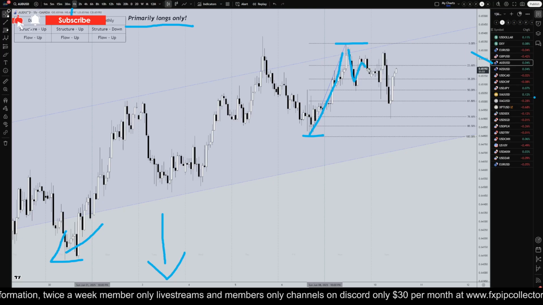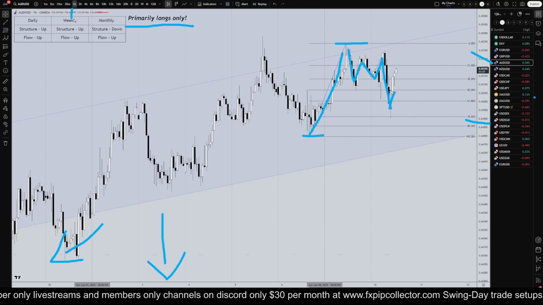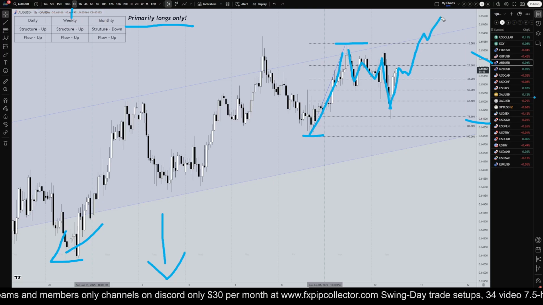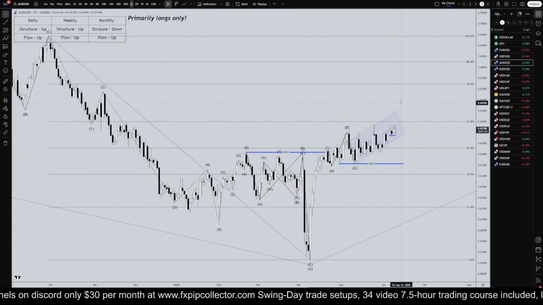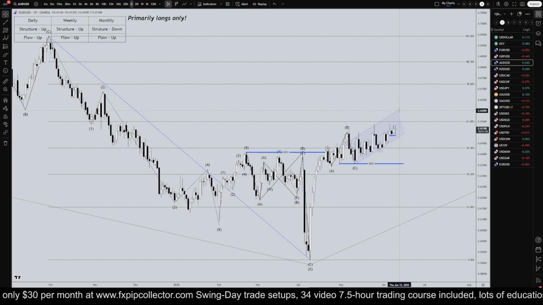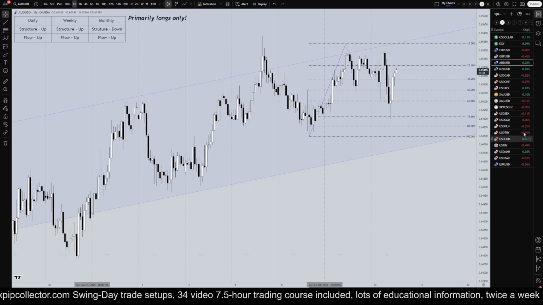We got one down, we got three up, we got one down, we got a Fibonacci bounce, we got an engulfing move up. That was a picture perfect entry to go long. And because the higher time frames are definitely in an uptrend, and there's no sign of this uptrend being over, it was with the higher time frame trend. So I am definitely still looking for longs.